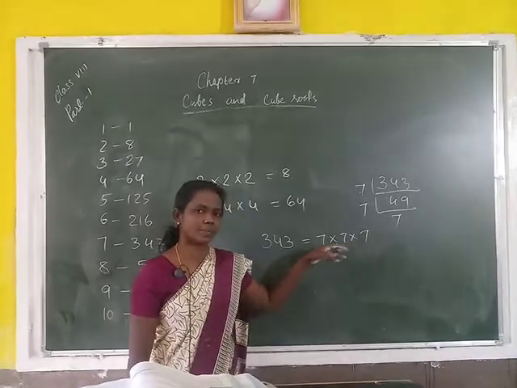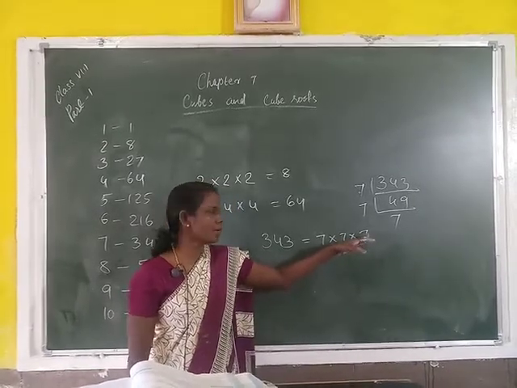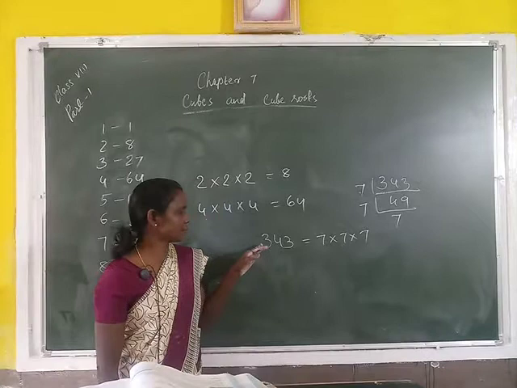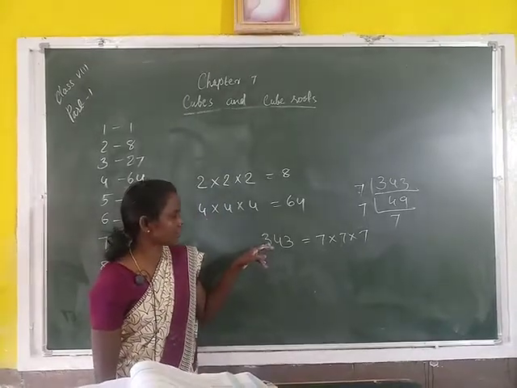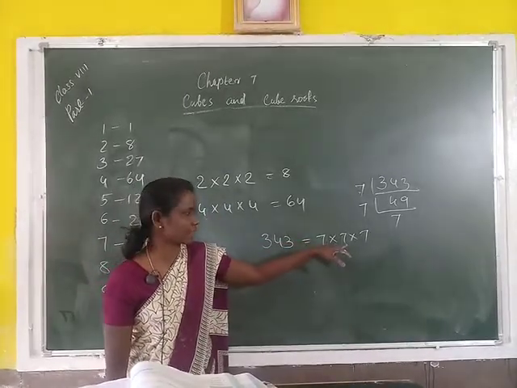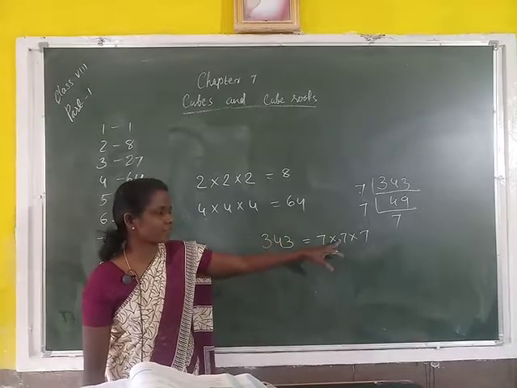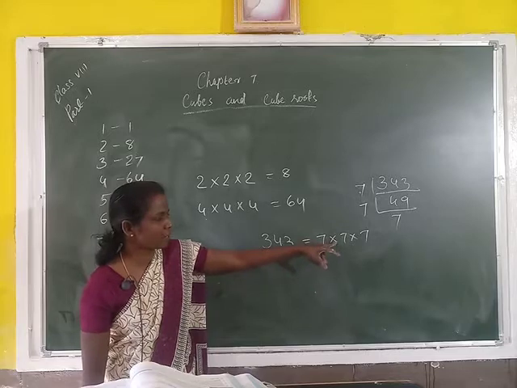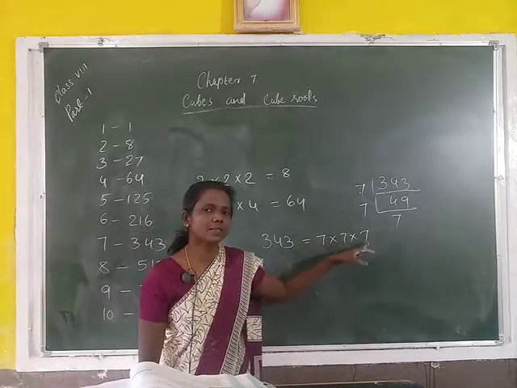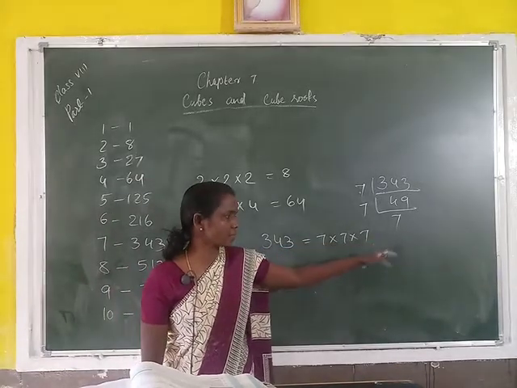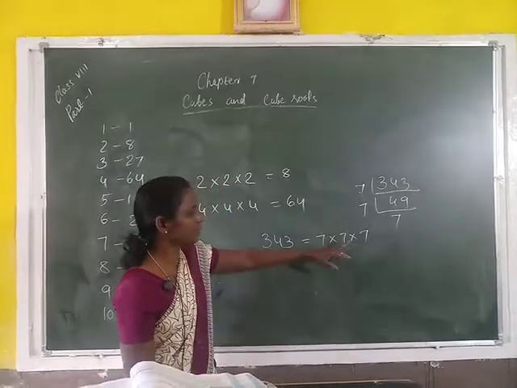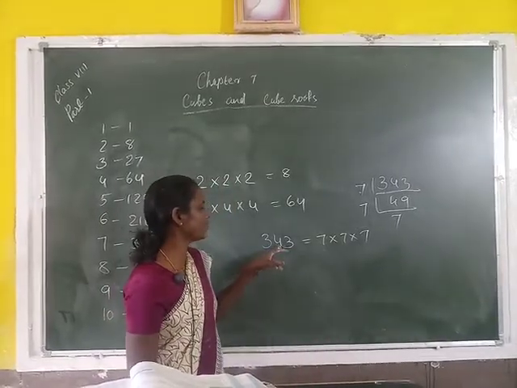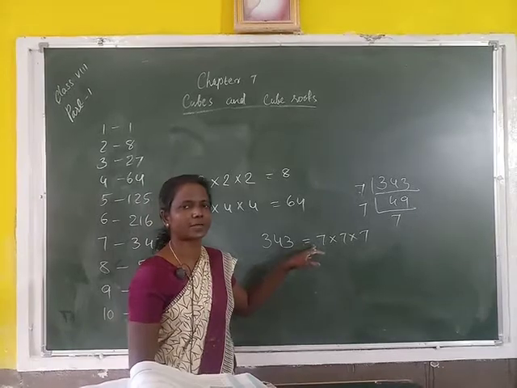This 7 is which type of number? 7 is a prime number. Then the given number, we prime factorize. After the prime factorization, each factor appears how many times? Each factor appears 3 times. Therefore, we can say 343 is a perfect cube.